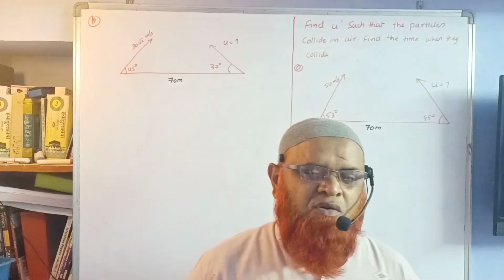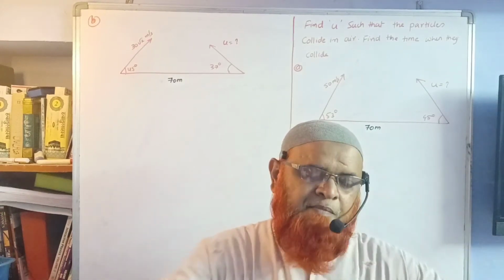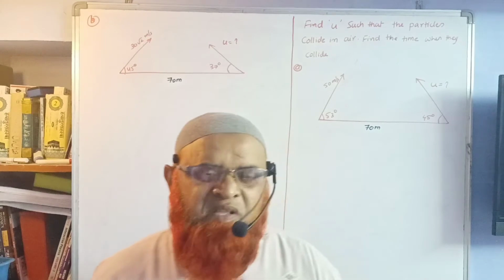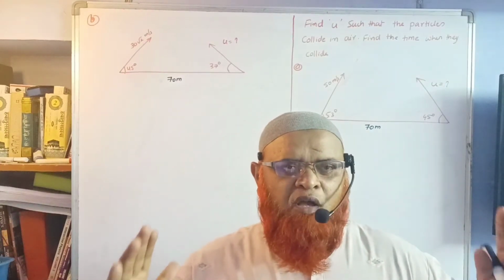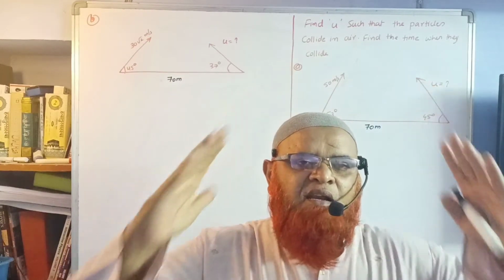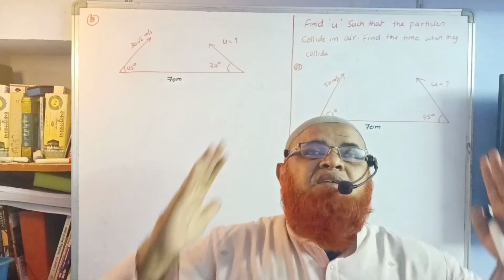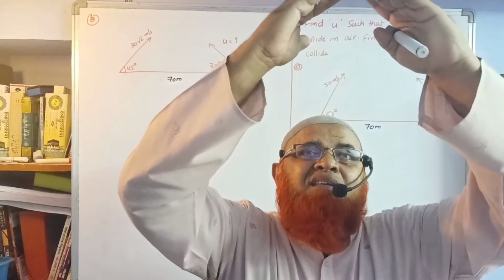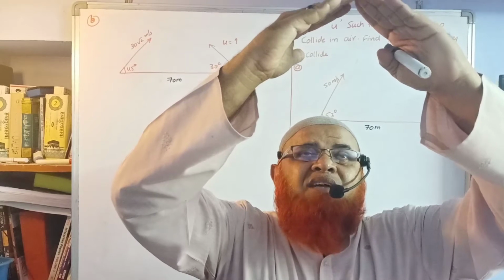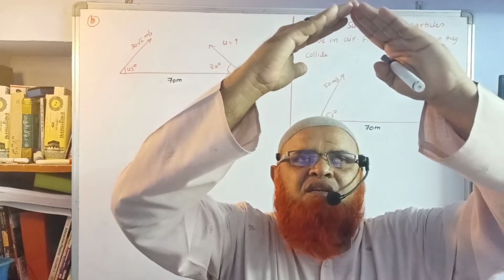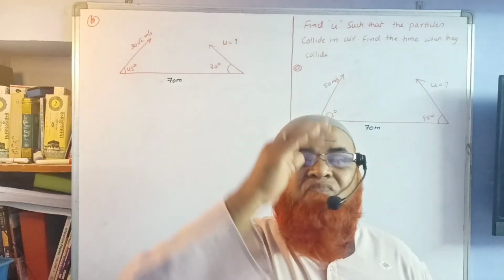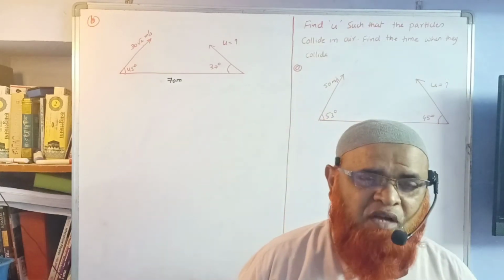Today we shall discuss collisions in oblique projectile. In a simple shortcut method, when two bodies are projected with certain different angles, they are going to meet at a certain height, at a certain place, and after a certain time, they are going to collide with each other on their path. So we shall discuss that now.